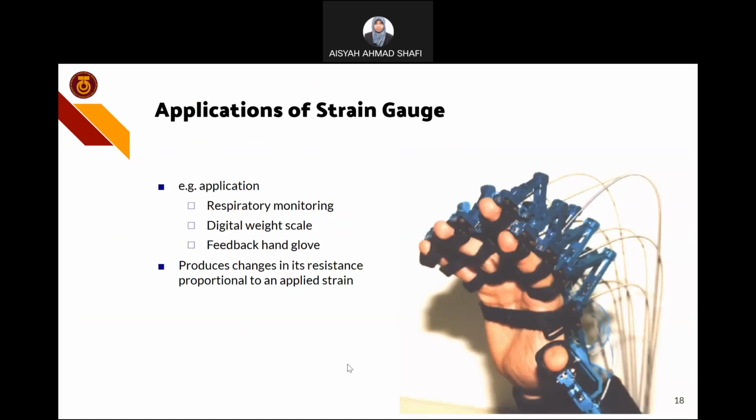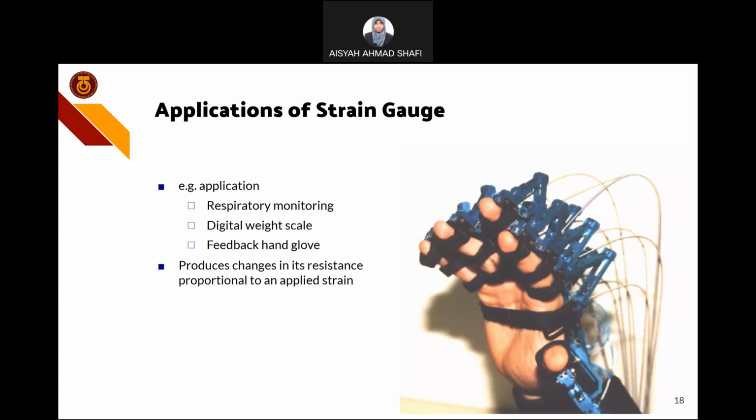Okay, so application of the strain gauge. One of the main examples of the displacement transducer is strain gauge. As example application of strain gauge, it's used for respiratory monitoring, digital weight scale, feedback hand glove. So these are some examples of the strain gauge used in the medical field.